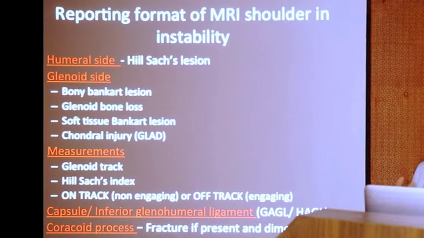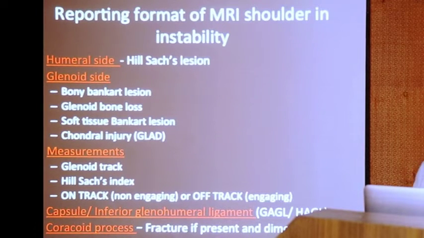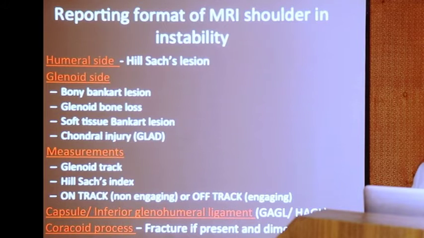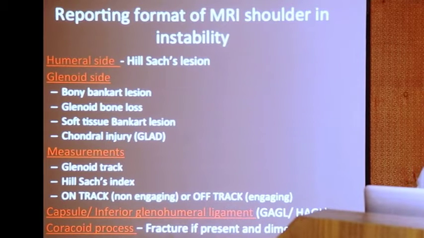On the humeral side, we obviously look at the Hill-Sachs lesion. On the glenoid side, we assess the bony Bankart lesion, glenoid bone loss, soft tissue Bankart lesion, and chondral injury, which is also called GLAD. Measurements, we take the glenoid track and Hill-Sachs index. So these are the two measurements besides the glenoid bone loss that we take in any patient with anterior instability.